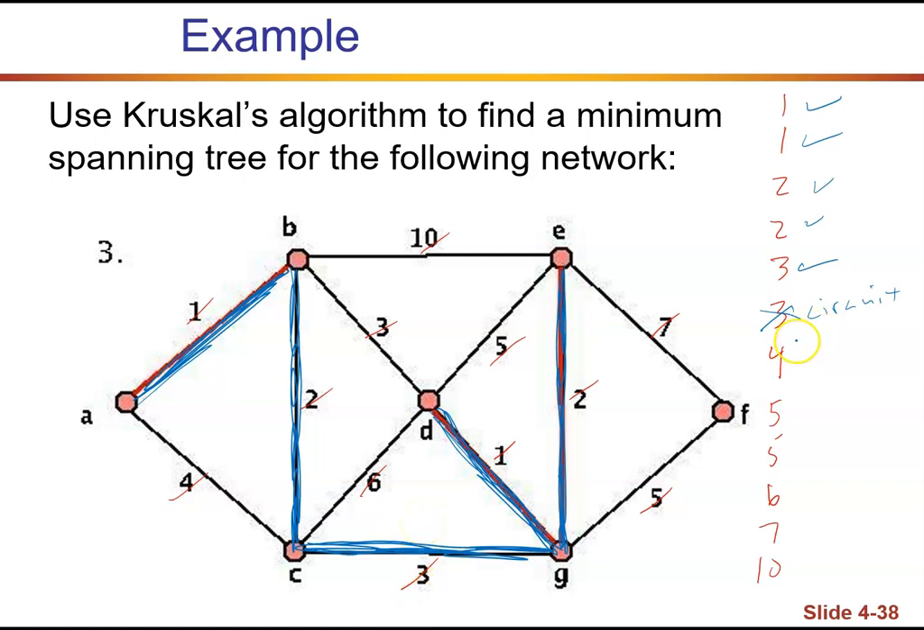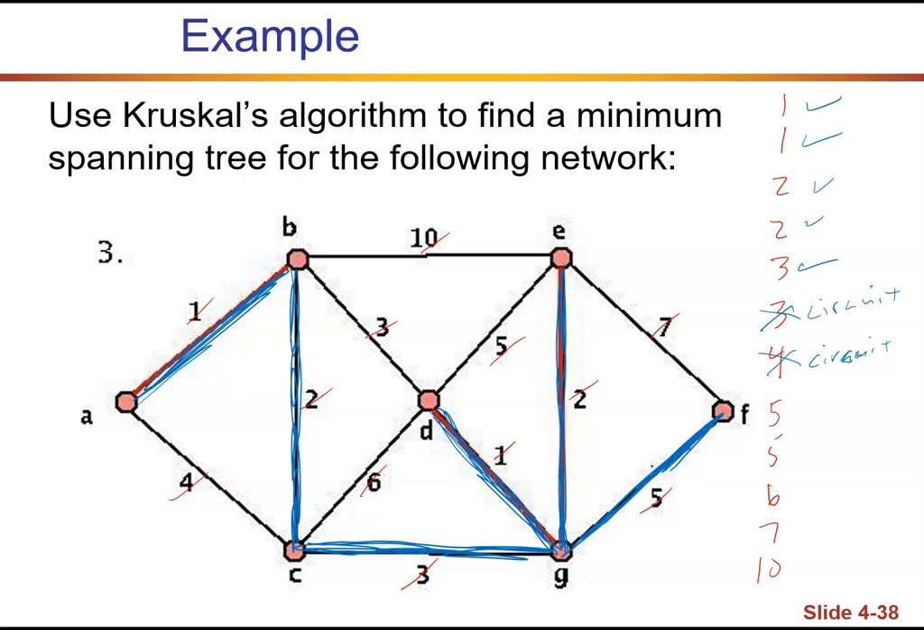Okay, so let's go over to 4. 4 again would create a circuit. So no. Again, makes a circuit. And then we got 5. So this 5 I could not choose, but I could choose this 5. Okay, so are we done? Well, it looks like it.